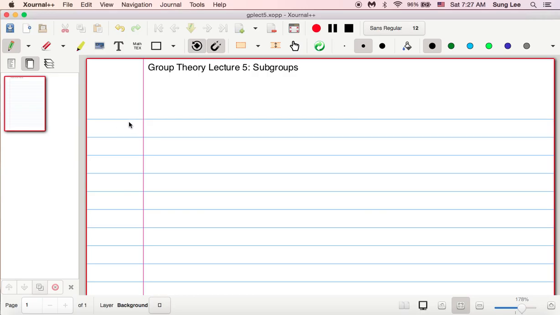So here's a lemma. Let G, with this operation, be a group.